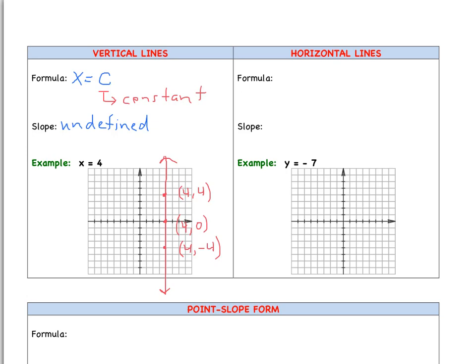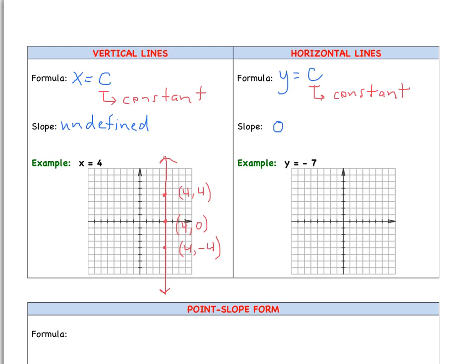Okay? Alright, so moving on to horizontal lines. Horizontal lines, the formula is y equals c. And c again is just some constant number. Okay? The slope of a horizontal line we talked about. The slope of a horizontal line is 0. Okay, remember this time it has no rise but an infinite run left to right.